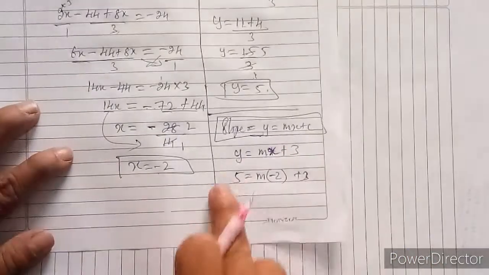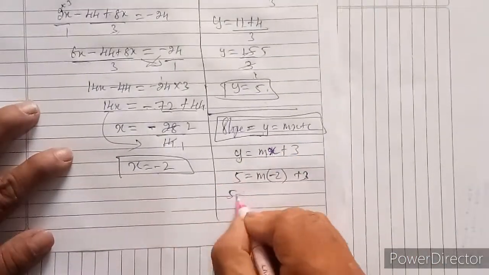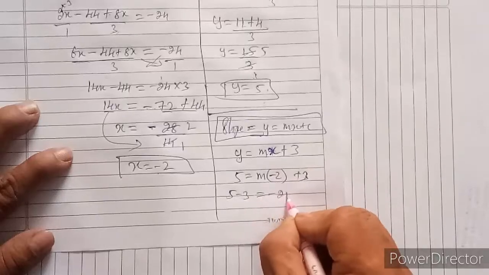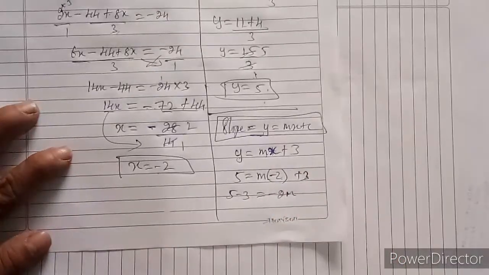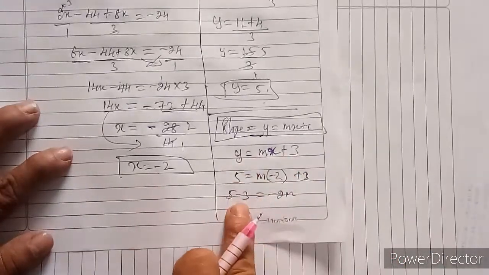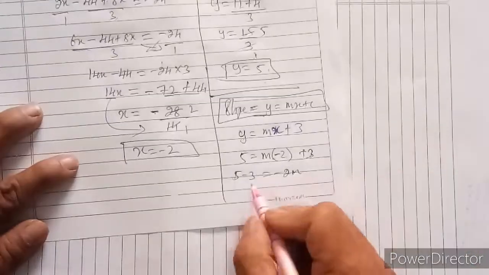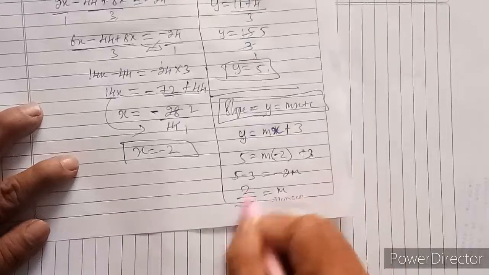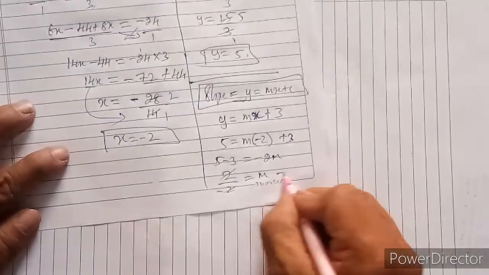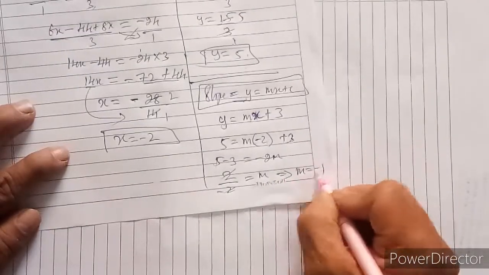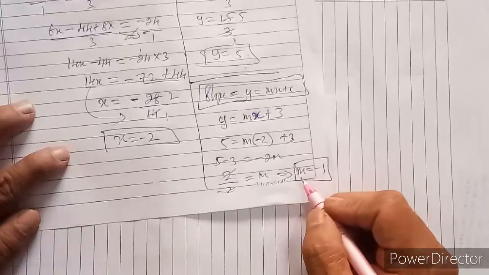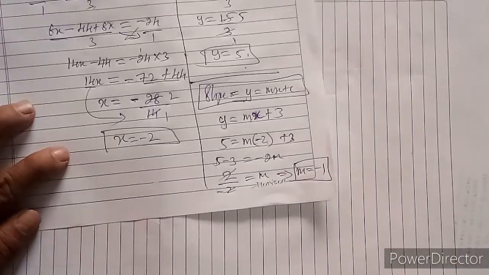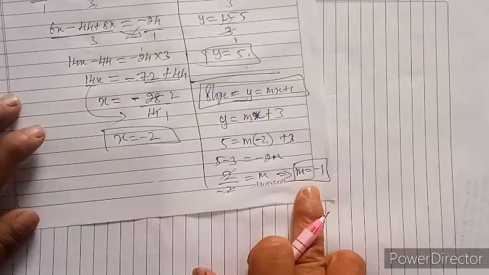and plus 2, if I transpose this side, 5 minus 3 is equal to minus 2m, 2 into m is 2m, understood. Plus 3, if I transpose this side, it becomes minus 3. 5 minus 3 is 2, and if I transpose the 2, 2 is equal to minus 2m, cancel that, and we will get m is equal to minus 1. This is the value of m, understood.